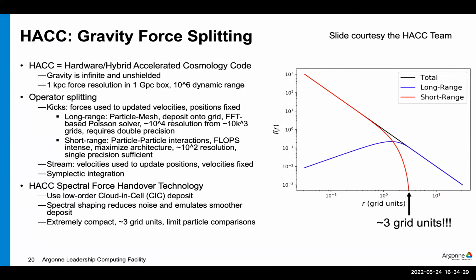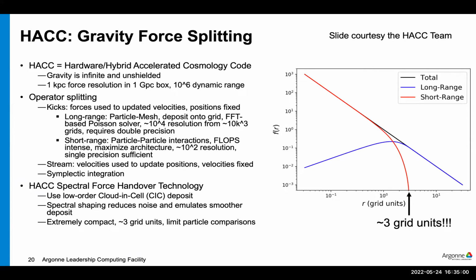To do the kind of simulations that we want to do, to compare with surveys and things, we need a huge dynamic range. We want a force resolution of about 1 kiloparsec to see where things like galaxies will form. And we want to do this in a box that's 1 gigaparsec on its side in order to get a statistical sample of what kind of structures actually form for a given universe model. So in one dimension we need 10^6 dynamic range. How do we go about doing that?